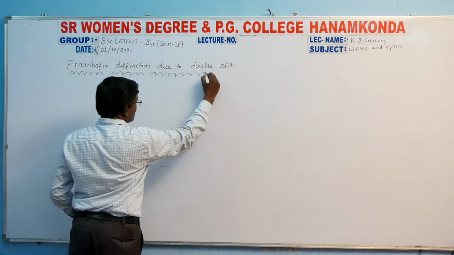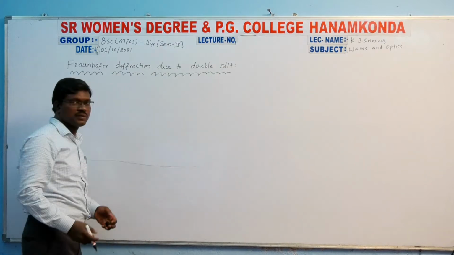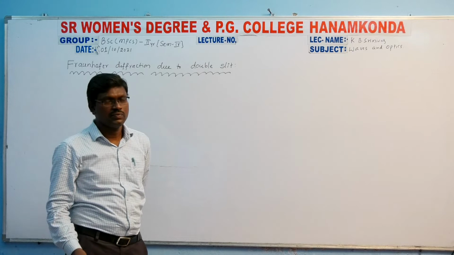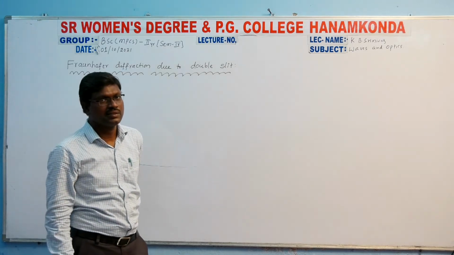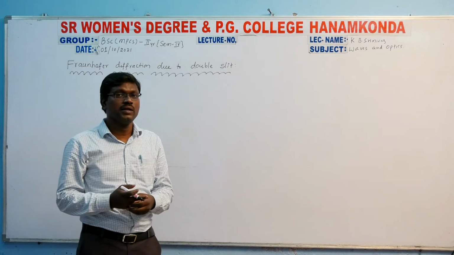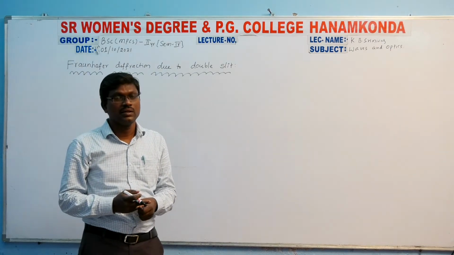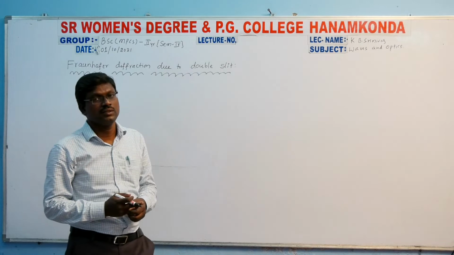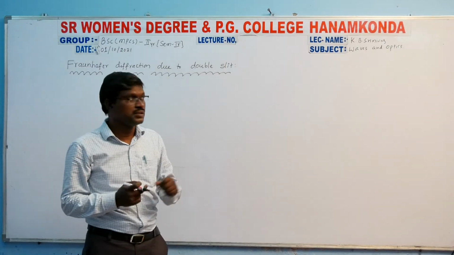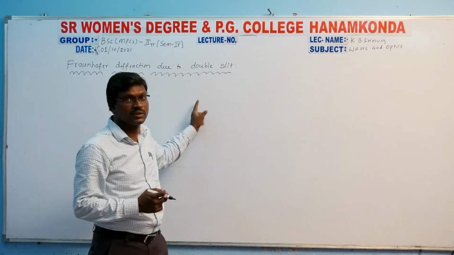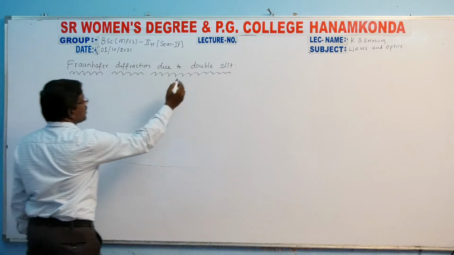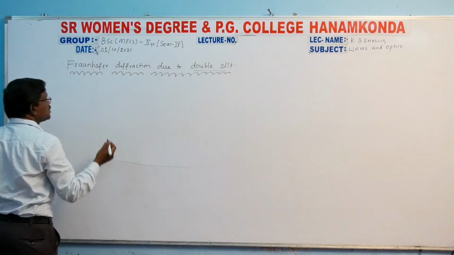So two important long questions in the first part of this unit 4. One is Fraunhofer diffraction due to single slit. Second one is double slit. Already we have discussed one more topic, that is Fraunhofer diffraction due to circular aperture, but that is for short question. This is for long question. Just listen carefully. So our topic is about double slit.